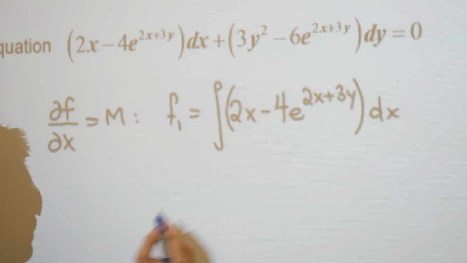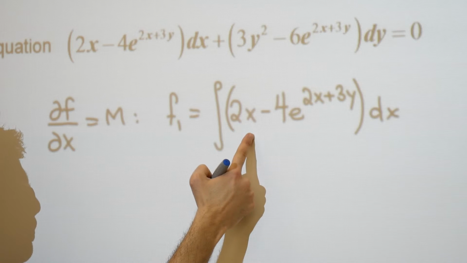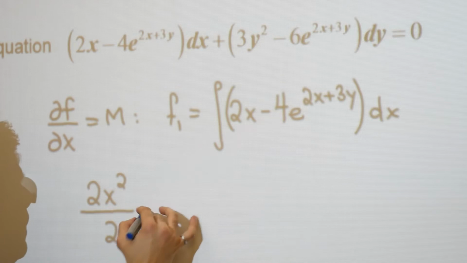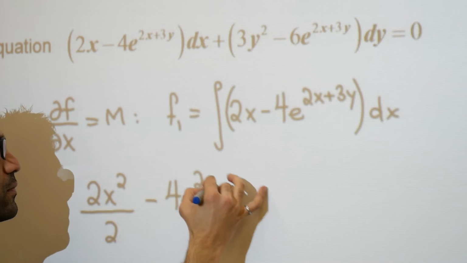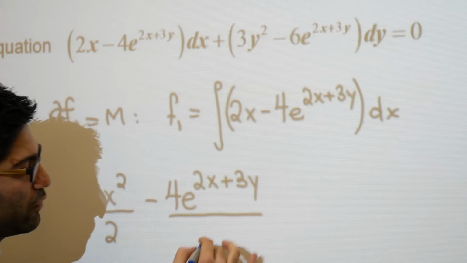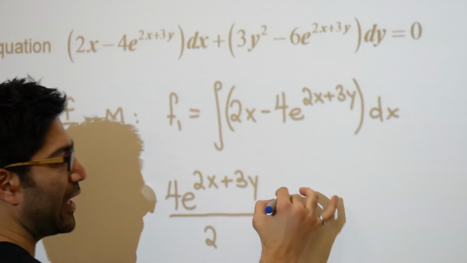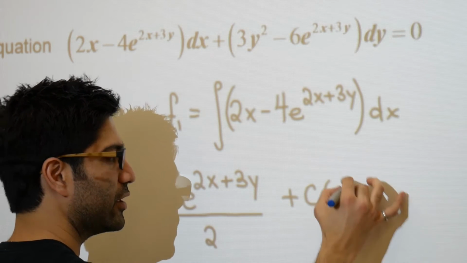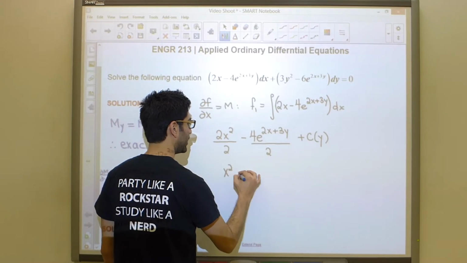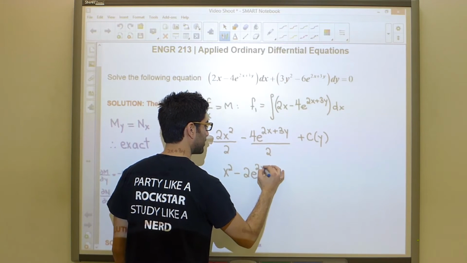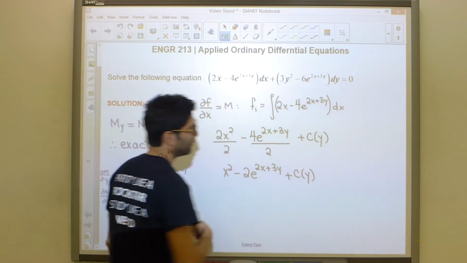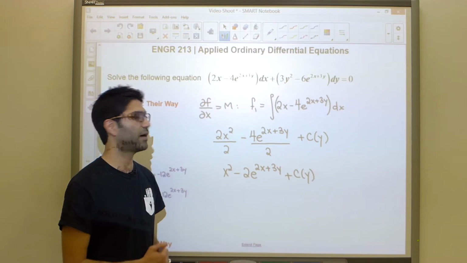If we do this, it is fairly straightforward. This is going to become 2x squared over 2, and the 2's will cancel. Integrating e, well, you recopy it, but then you have to divide by the coefficient of x. Then we'll have some constant, which we know can be a function of y. Simplifying this very quickly, we get x squared minus 2e^(2x+3y) plus some constant, which is a function of y. And that is the first piece of our answer.